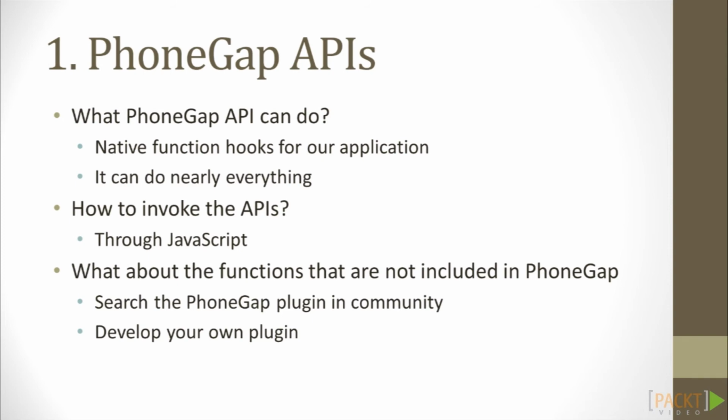PhoneGap hooks native functionalities to our APIs so that we can call them using JavaScript. PhoneGap APIs provide interfaces to our applications to invoke native functionalities such as camera, geolocation, and accelerometer. Currently, the PhoneGap built-in APIs are imported to the application as plugins. We can use external plugins or develop new plugins to extend the PhoneGap API.